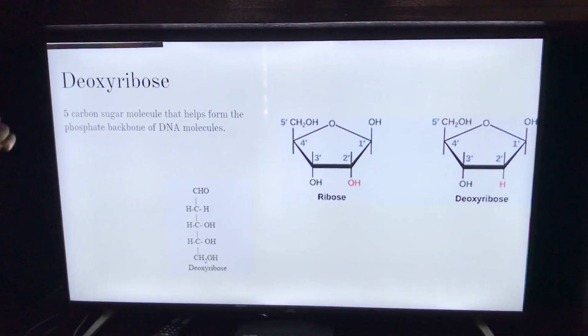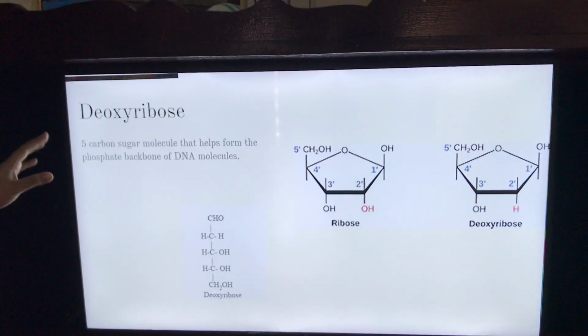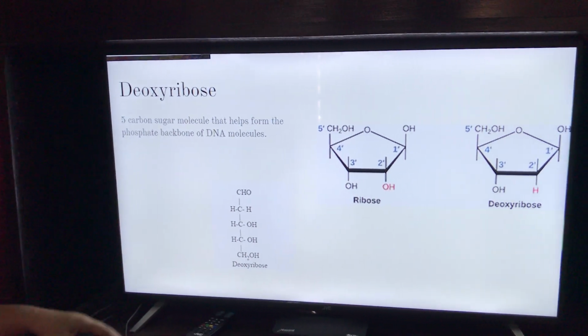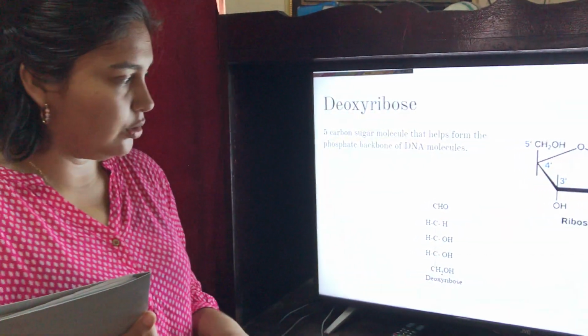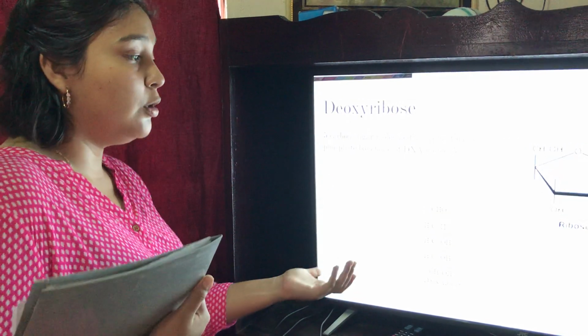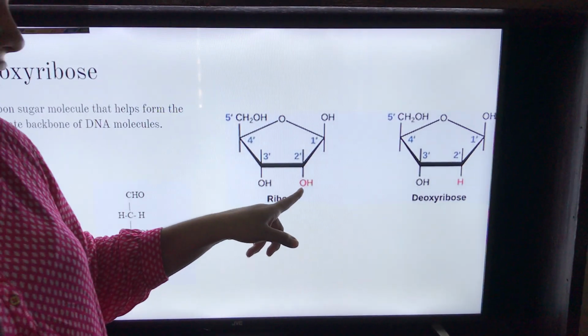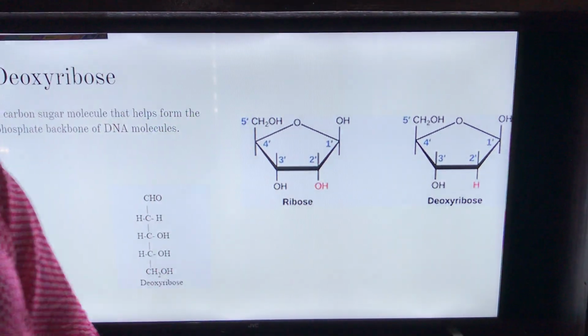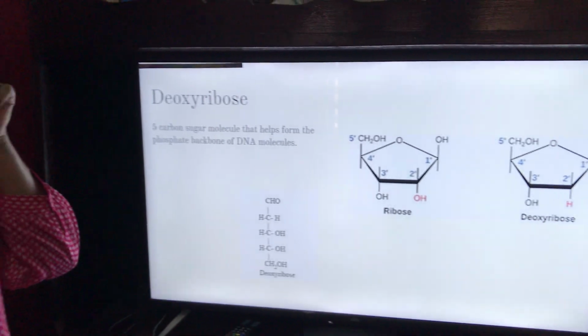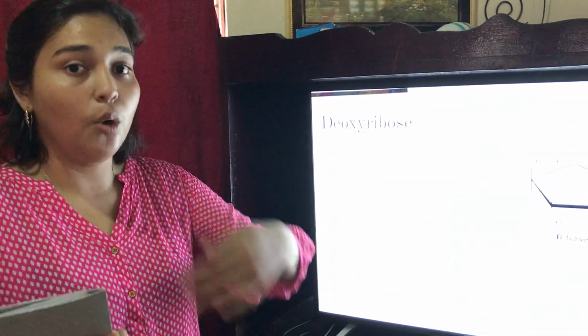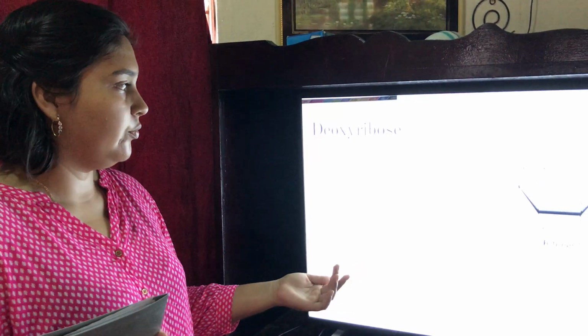Next slide. So when we talk about deoxyribose, it is a 5-carbon sugar molecule that helps form the phosphate backbone of DNA molecules. Now, we have ribose and we have deoxyribose. And the only difference between ribose and deoxyribose is the presence and the absence of the oxygen. So that is one of the major differences when we talk about DNA and when we talk about RNA. Now, we as humans, we have DNA.